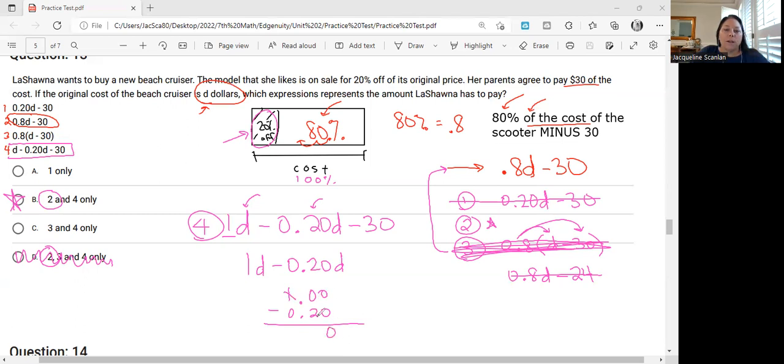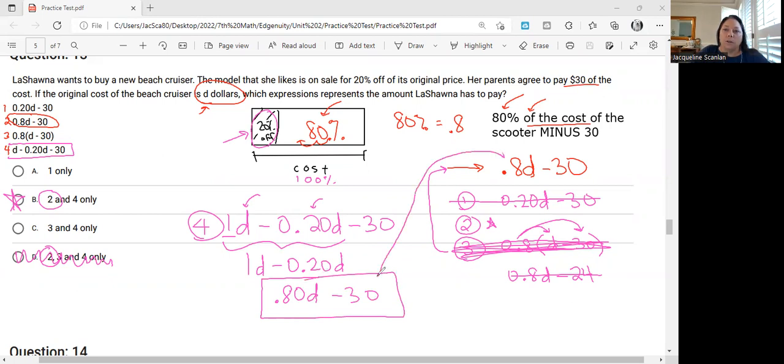If I take 1 and I subtract from it 0.20, line up those decimal points, watch what I get. 0 minus 0 is 0. I can't do 0 minus 2, so I borrow from the 1. 10 minus 2 is 8. So when I do this subtraction, I end up getting 0.80. Right? So I get 0.80D. That's what I got from combining those two together, minus 30. And if you compare this to the target expression, they match. So the correct answer for this question is B, which is 2 is a correct expression and 4 is a correct expression.